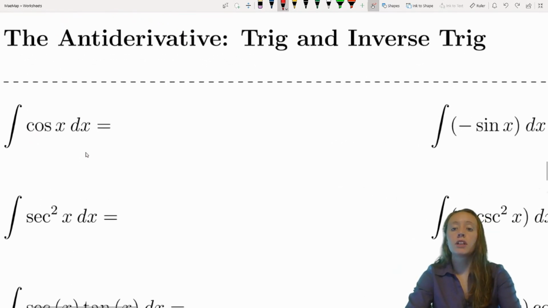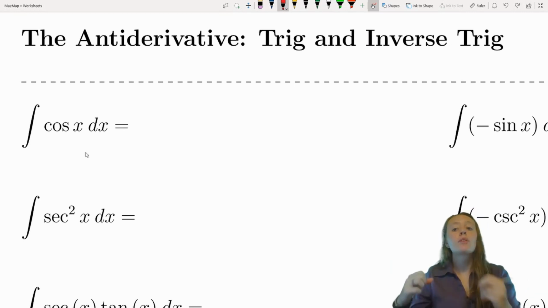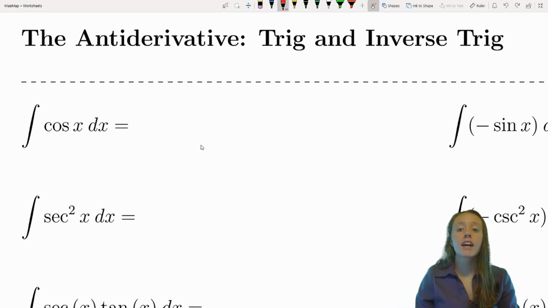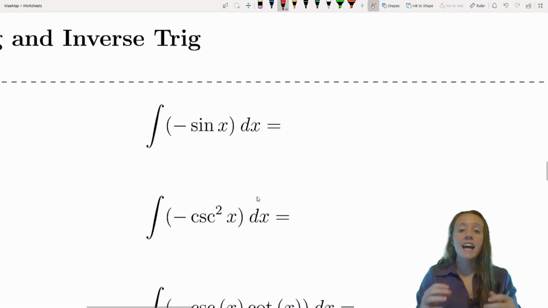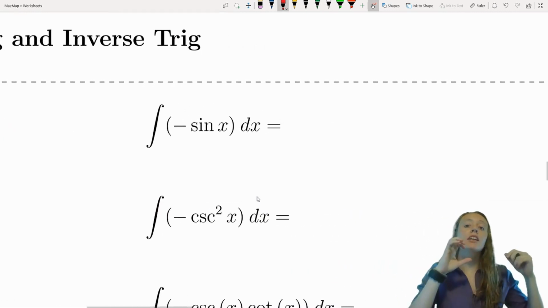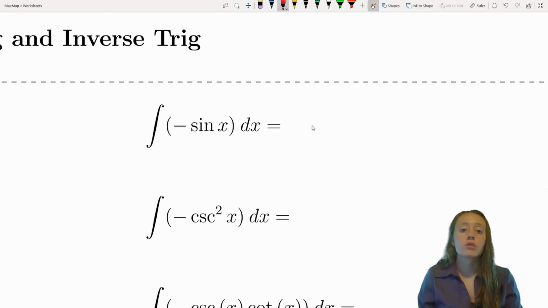So let's zoom on in. Taking the derivative of what gives us cosine of x? The derivative of sine of x is cosine of x. So the antiderivative of cosine of x is sine of x plus c. Scrolling on over, if we're taking the integral of negative sine of x, remember taking the derivative of cosine of x gave us negative sine of x. So this is going to be the cosine of x plus c.